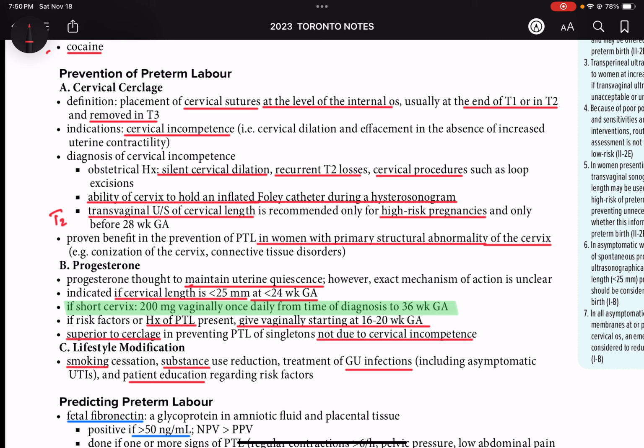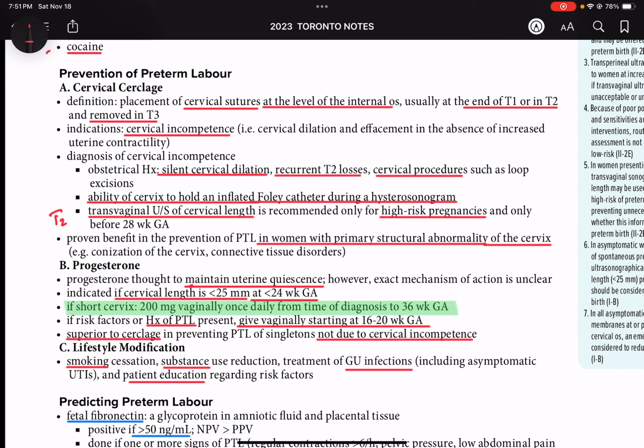How do we know that they have cervical incompetence? What does cervical incompetence mean? It means cervical dilation and effacement. The patient didn't have any uterine contractions, but the cervix dilated and effaced. It shortened and effaced and dilated. This is cervical incompetence. So this is the indication where we would like to put cervical cerclage, okay?